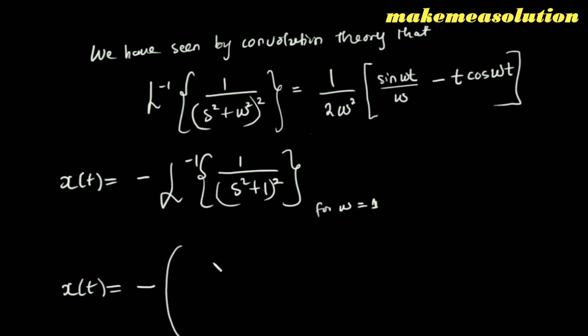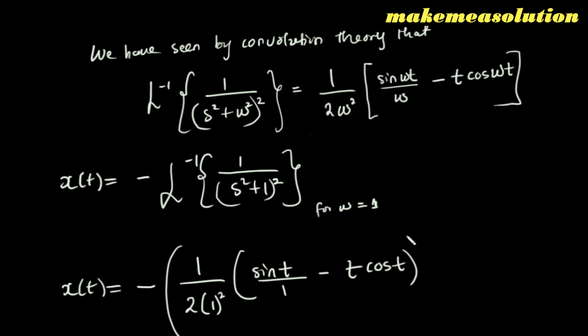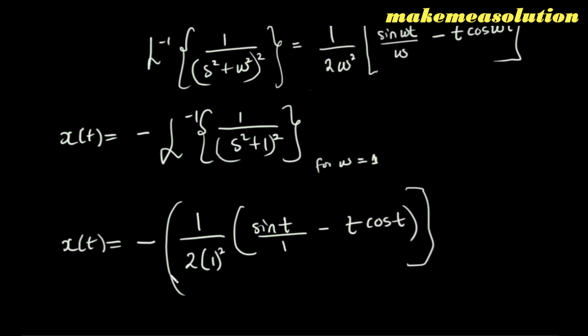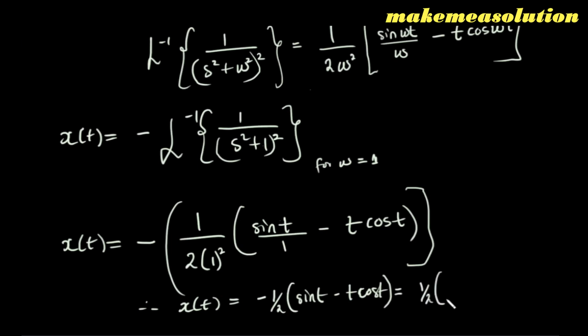So you have minus, then I have 1 all over 2, then omega is 1 squared, and you now have sine 1 times t is sine t all over 1, then minus t cos 1 times t is another t cos t, and you now have it like this. Then finally we will have our x of t being negative 1 all over 2 into sine t minus t cos t. Someone else can say that his answer is the same thing as 1 all over 2 into t cos t minus sine t. That is the value of your x.